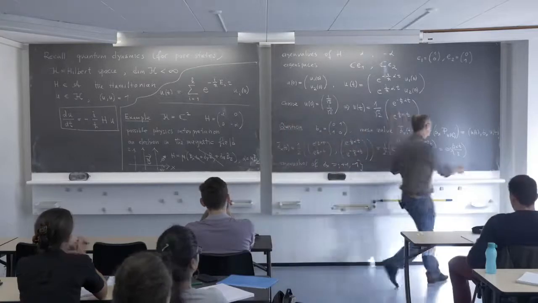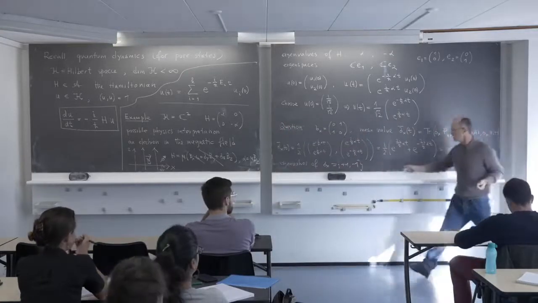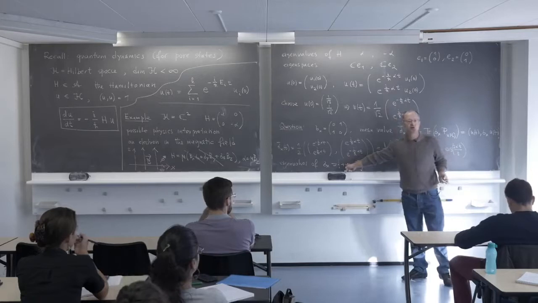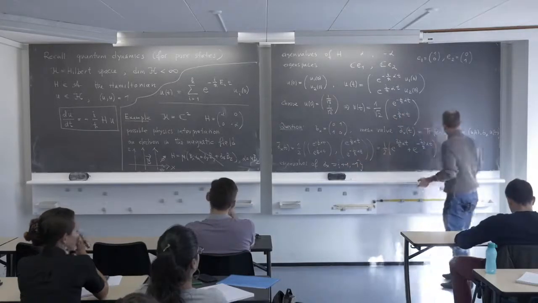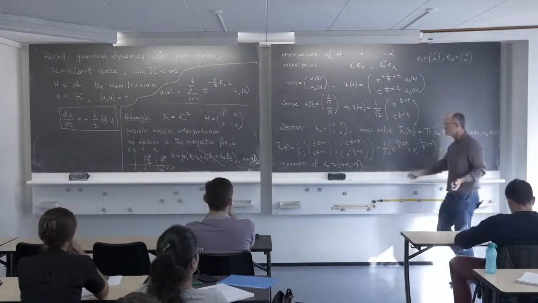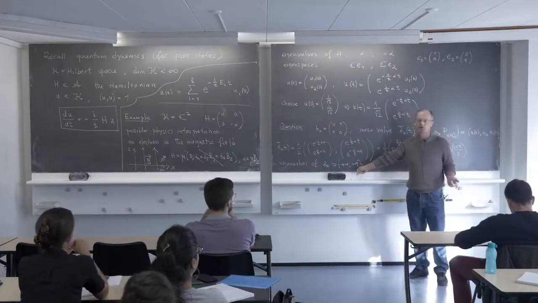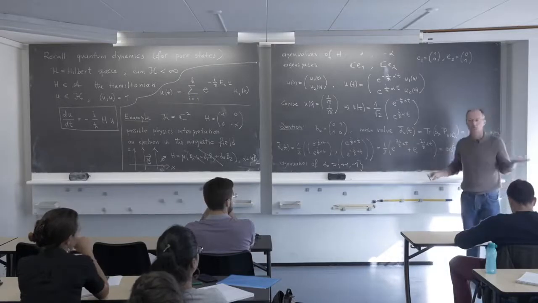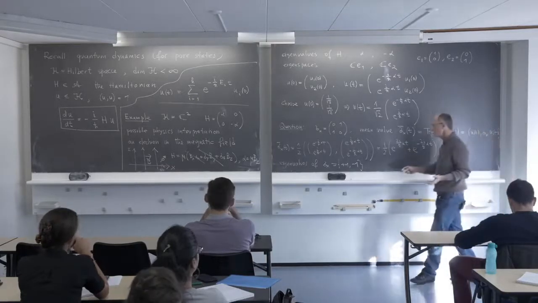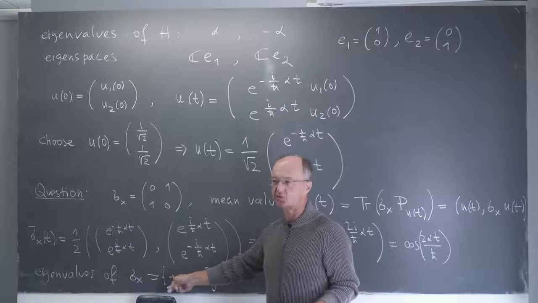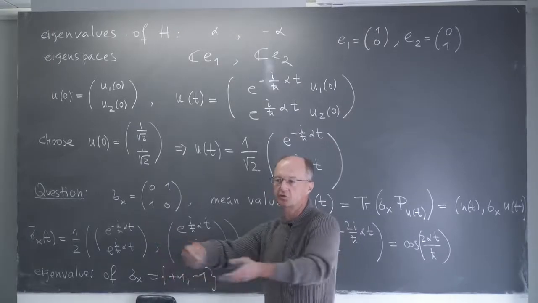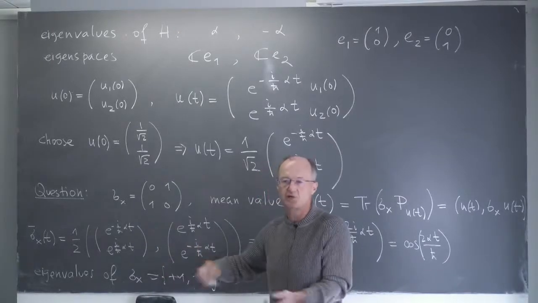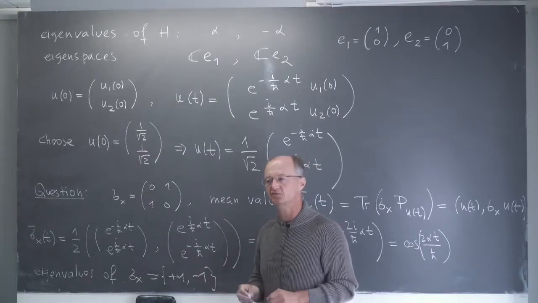Sometimes the cosine is equal to 1. This means that you will certainly find plus 1. Or sometimes the cosine is equal to minus 1, and then you will certainly find minus 1. Or on some occasions, the cosine is equal to 0. And this means that you just don't know: you measure and find either plus 1 or minus 1 with equal probability.